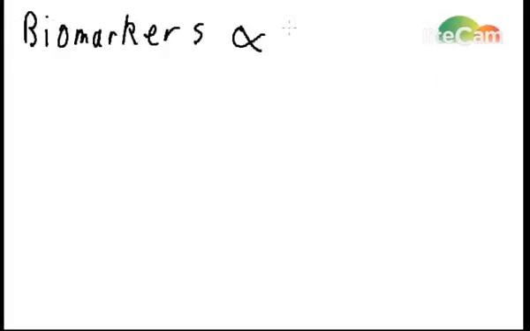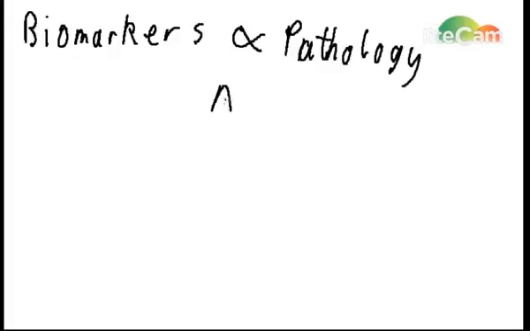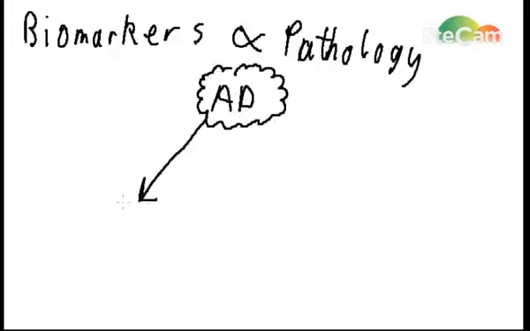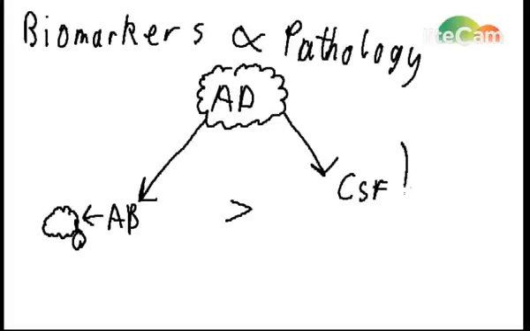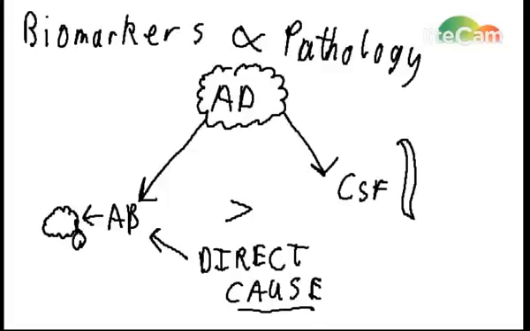For example, in Alzheimer's disease, it is easier to look for amyloid beta in the brain rather than change in the cerebrospinal fluid through a spinal tap, which could be affected by other neurological conditions unrelated to the brain. The direct cause is easier, don't you think?